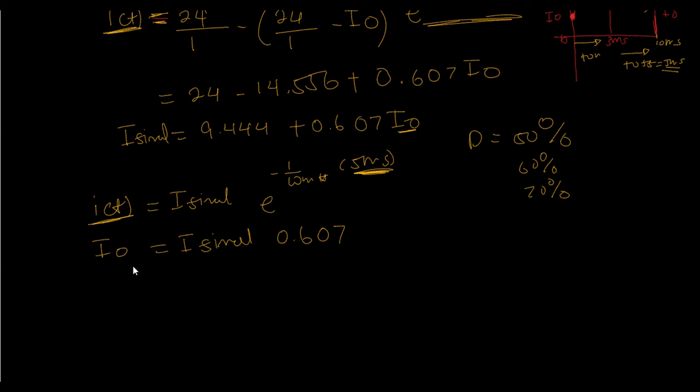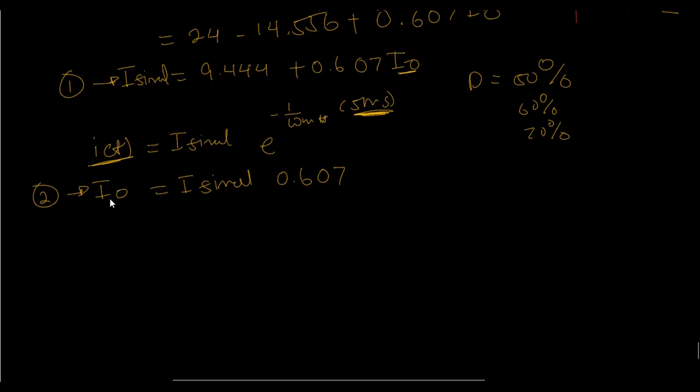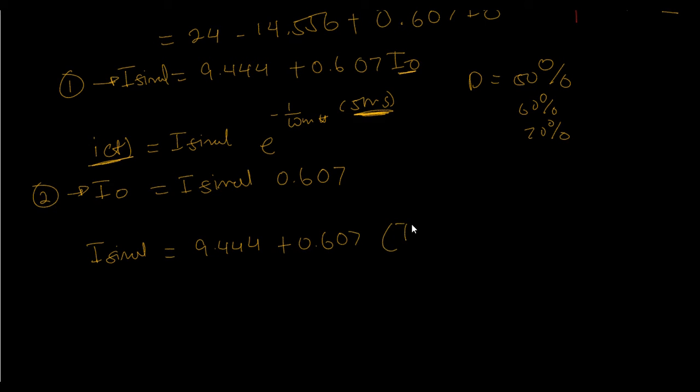Okay? So, meron na tayong equation 2. Meron tayong equation 1. So, pwede tayong mag-solve simultaneously na lang naman 'to. Hindi na kailangan ng mga determinants. So, i-substitute na lang natin 'to. So, I final is equals to 9.444 plus 0.607 I final. Okay? So, sagot natin for I final.